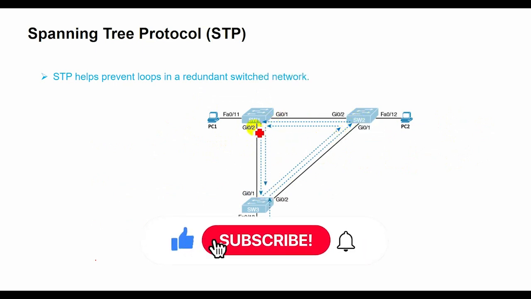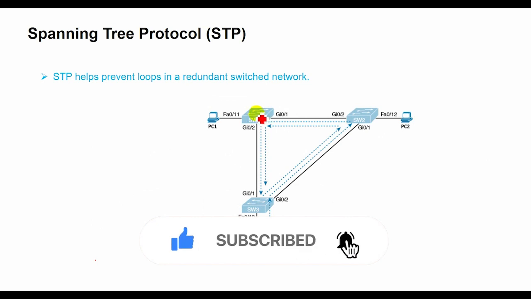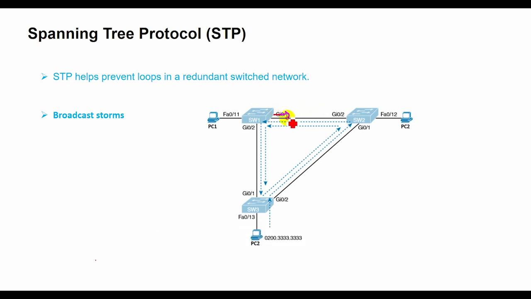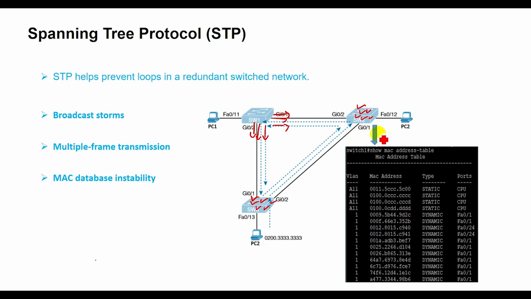Without STP, redundancy in a switched network can introduce these three issues. Broadcast storms: each switch floods broadcasts endlessly. Multiple frame transmissions: multiple copies of unicast frames are delivered to the destination, causing unrecoverable errors. MAC database instability: instability in the content of the MAC address table results from different ports of the switch receiving copies of the same frame.